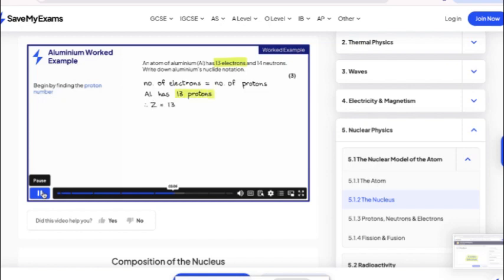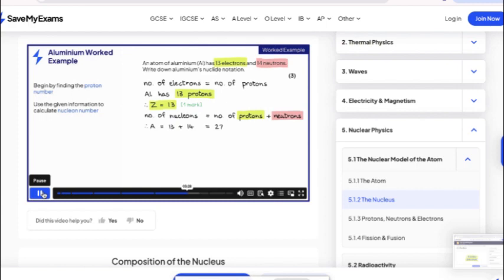Our proton number Z is therefore 13. This gains the first mark. Next up, we need the nucleon number in order to write aluminium's nuclide notation. This is the sum of the number of protons and neutrons, which are 13 and 14 respectively. Nucleon number A is 27. This gives us the second mark.